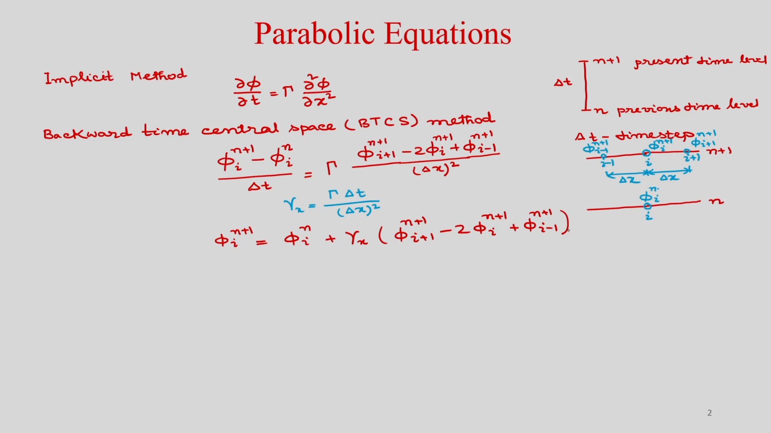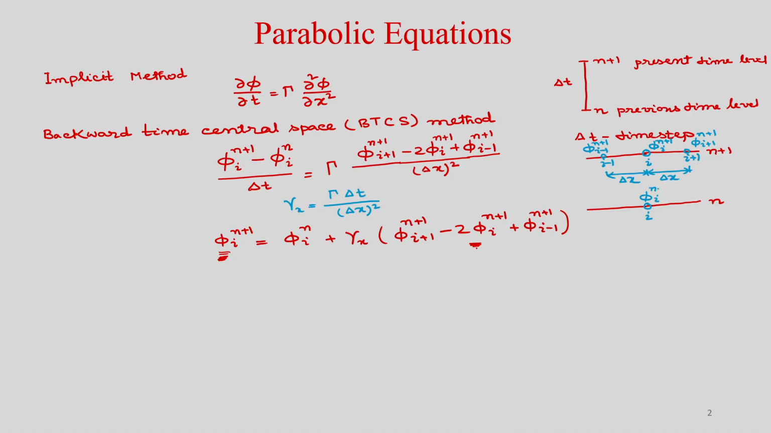Okay. So, all these n plus 1 time level terms you can take on the left hand side. You can see phi I is already on the left hand side. So, on the left hand side of this algebraic equation you can see that phi I at time level n plus 1 is there, and the right hand side also has phi I n plus 1 terms. Now you can rearrange it and write it as gamma x, phi I minus 1 n plus 1.